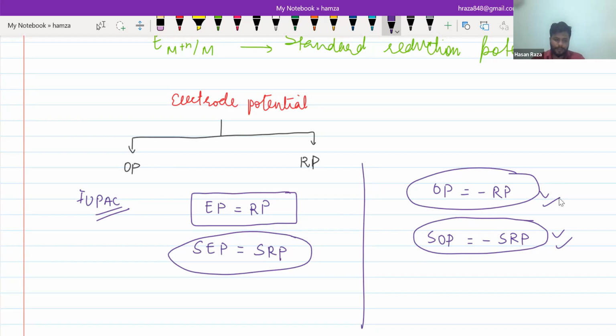In the previous class, we saw that oxidation will take place on the left hand side at anode, reduction will take place on the right hand side, that is cathode. This is very important.